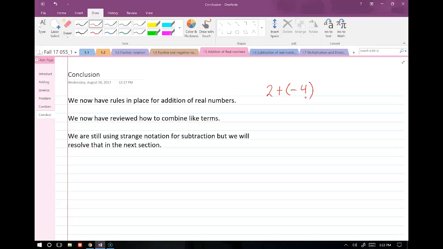We reviewed how to combine like terms. Remember, they got to have the exact same variable factor. And I already put that down. All right, so let's move on to 1.6.